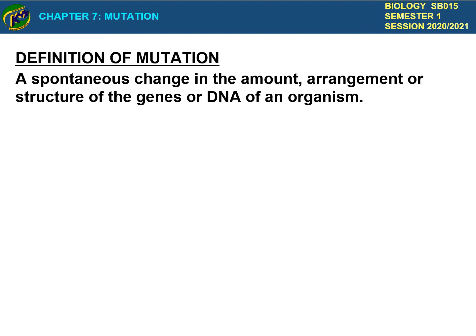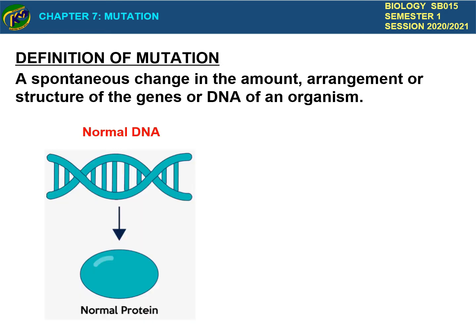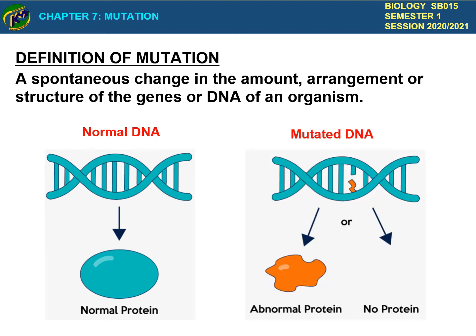Mutation is a spontaneous change in the amount, arrangement or structure of the genes or DNA of an organism. DNA carries genetic information for protein synthesis. If the DNA is mutated, this information will be interrupted, resulting in formation of abnormal protein or no protein produced. When this happens, it may lead to change in genotype and phenotype.